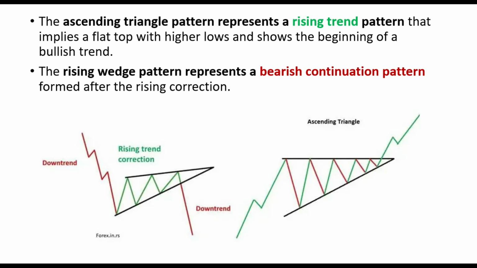On the other side, on the left side of your screen, you see the rising wedge pattern. The rising wedge pattern represents a bearish continuation pattern formed after the rising correction. So this is a similar situation. You have a downtrend, and then you have a rising trend correction. It's with waves, up, down, and then you break a strong support. That strong support can be a flat line, like a support line, but sometimes it can be the trend line. And if you break that very strong trend line, you have a strong downtrend movement.